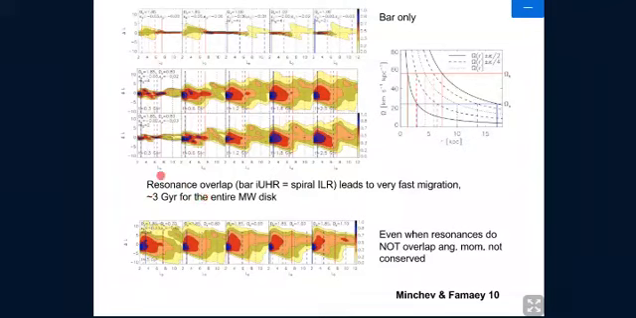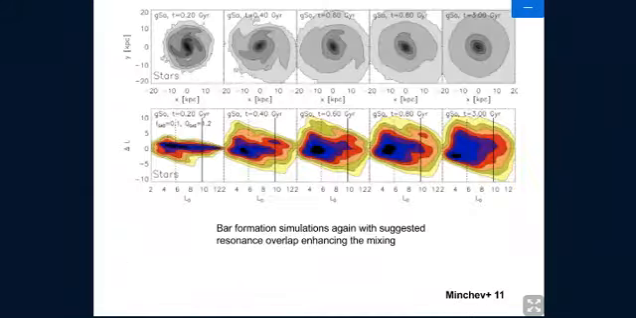This would mean that there are no metallicity gradients in galaxies at all because of the mixing, especially if you look at stars that are older, there should not be any metallicity gradients. This can be tested, of course, observationally.